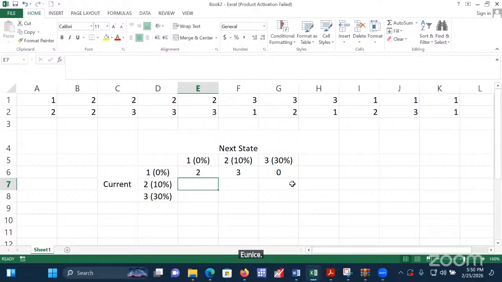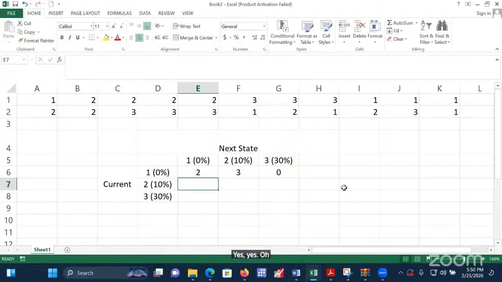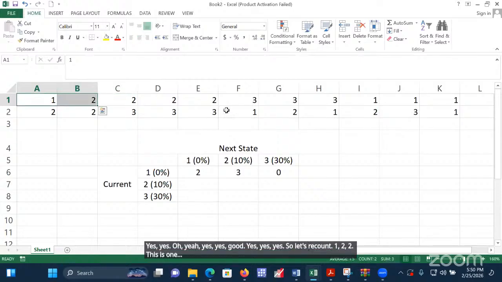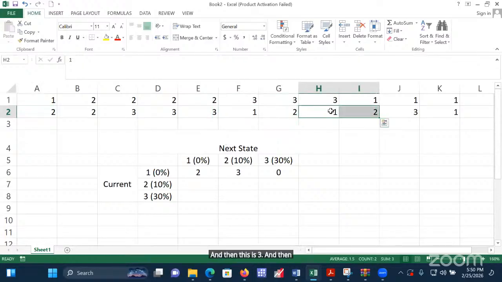Eunice. Sir. Yes, go ahead, sir. The number 2 on the vertical line is continuation of where K stopped. Yes. Oh, so yes. There are 4 scenarios there then. Yes. So let's recount. 1 to 2. This is 1, right? So that means this and that will also give us another one from K back to A. That makes it 2. And then this is 3. And then 4. So there are 4 different times.